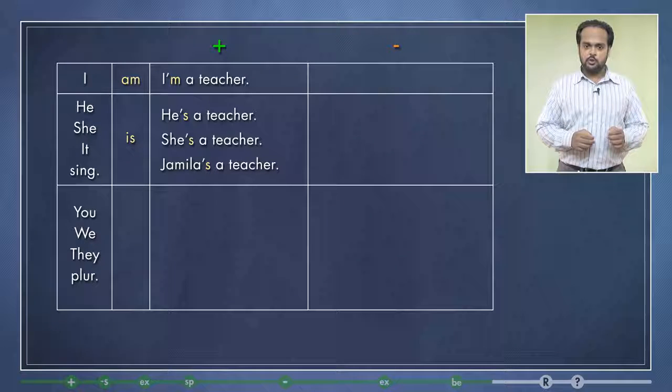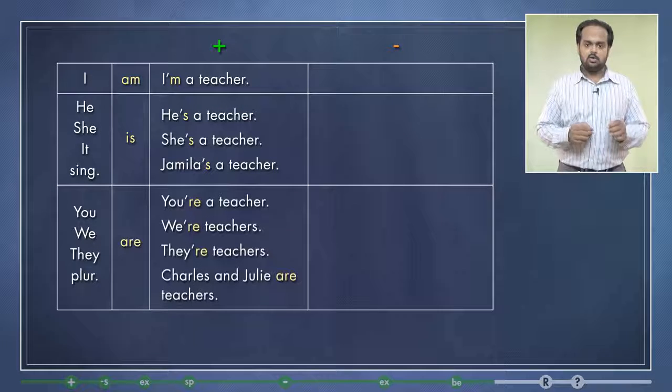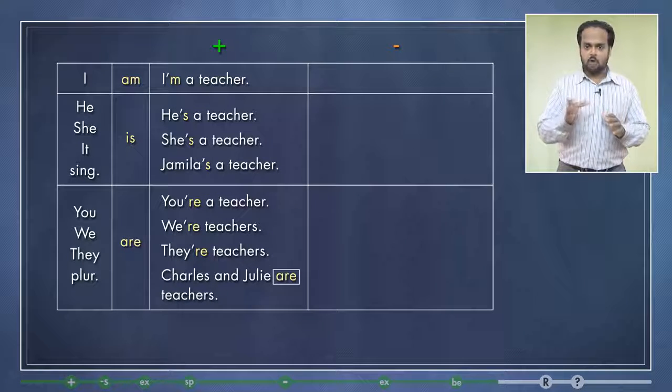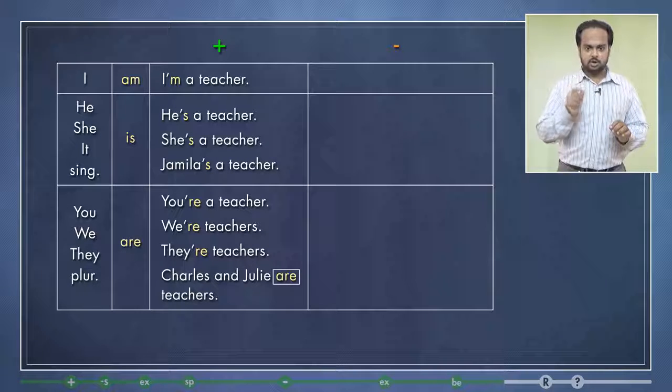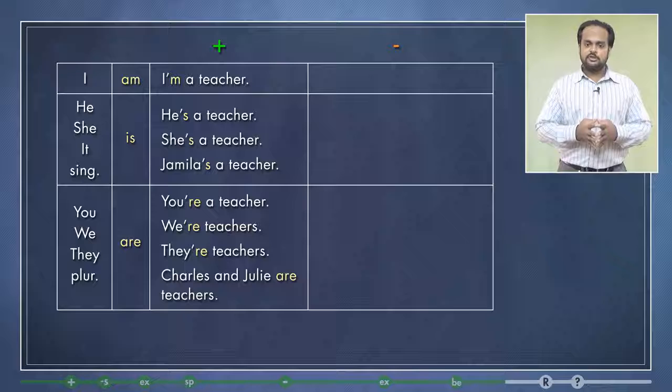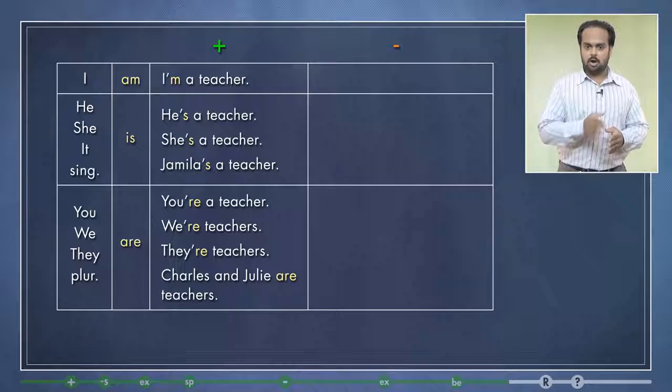If the subject is you, we, they, or any plural noun, then we use are. So you're, we're, and they're. Notice that when we have plural nouns like Charles and Julie, we don't shorten the verb. That is, we say are fully. Charles and Julie are teachers. We only shorten pronouns and singular nouns. So that's the first difference between be and other verbs. There are 3 forms: am, is, and are.